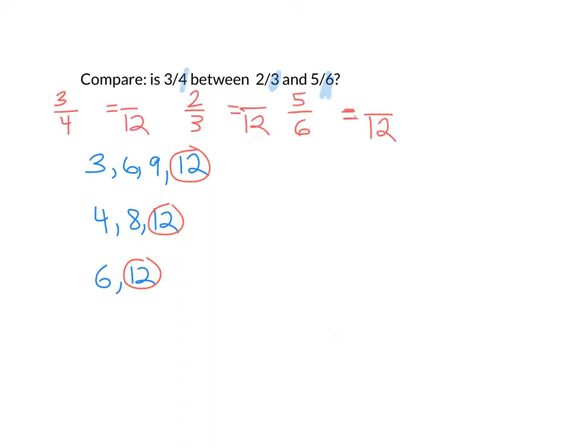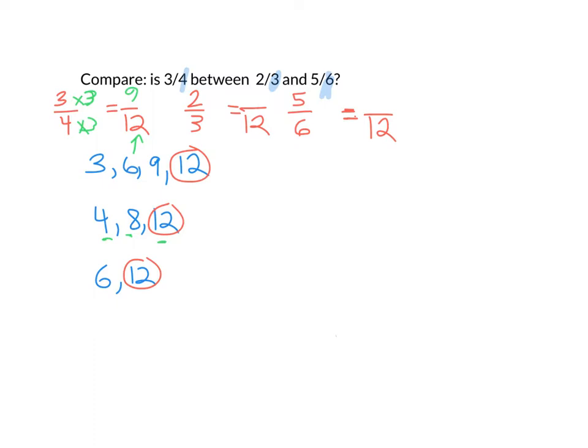If I look at the 4s, I can see that 4 can be multiplied to turn into 12 by multiplying 4 times 1, 2, 3. 4 times 3 is going to get me to 12. And whatever I do to the denominator, I have to do to the numerator. In other words, whatever I do to the bottom, I have to do to the top. So 4 times 3 is 12. 3 times 3 is 9.